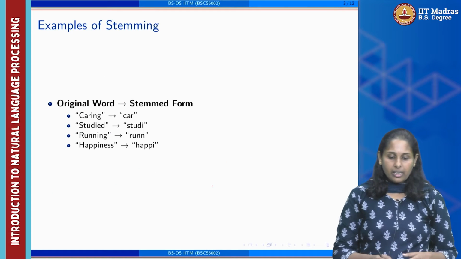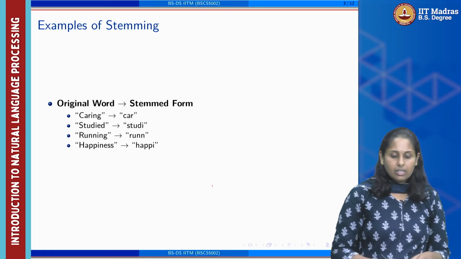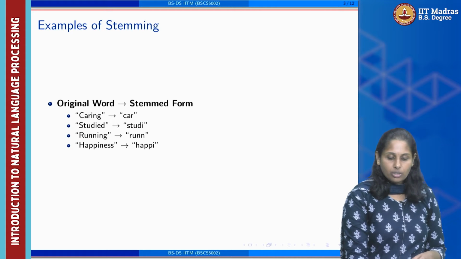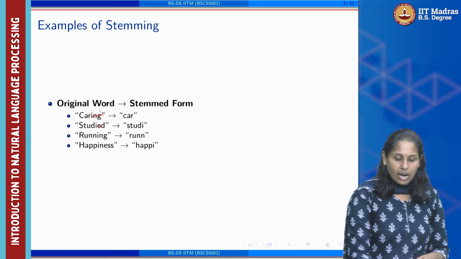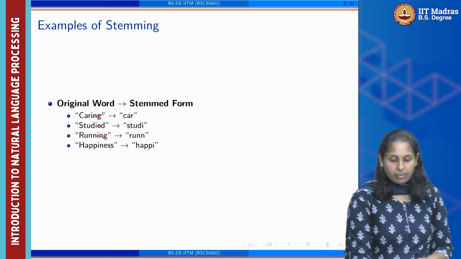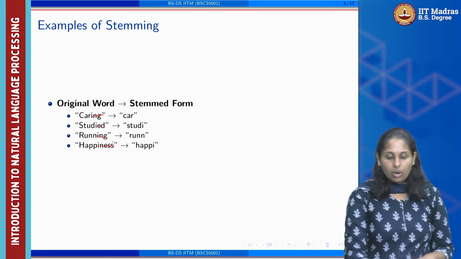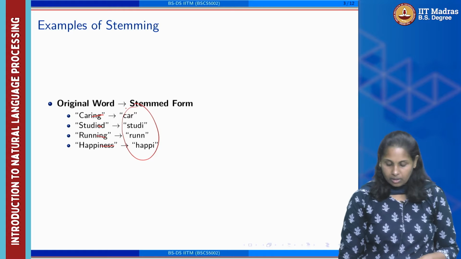Similarly, there are other examples given here. You can see caring becoming CAR, studied becoming STUDI after removing ED, running after removing ING, which is like the playing case also, and happiness becoming HAPPI. So, now these are the stemmed forms.